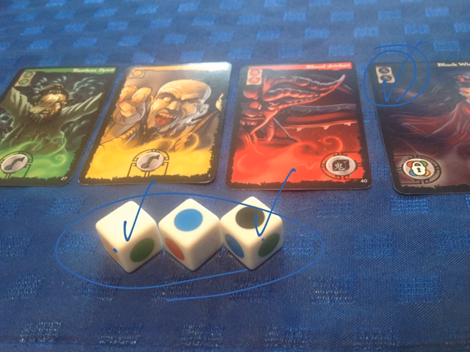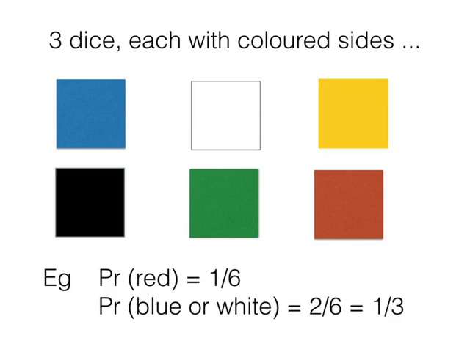Okay, so you get the idea. You roll the dice and you try and match the number of dots on the card. And what makes it interesting is the white side is a wild card. You can use it any way you like. So let's just have a wee think about that.